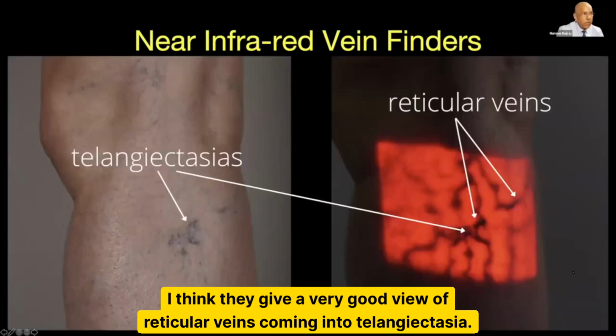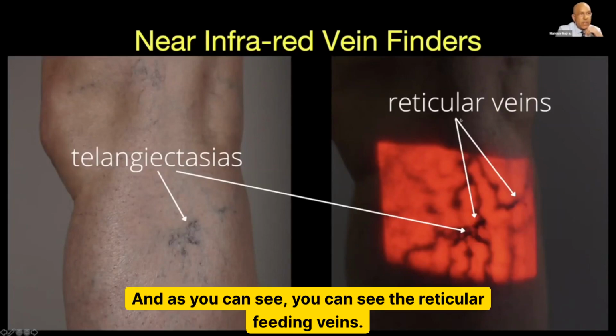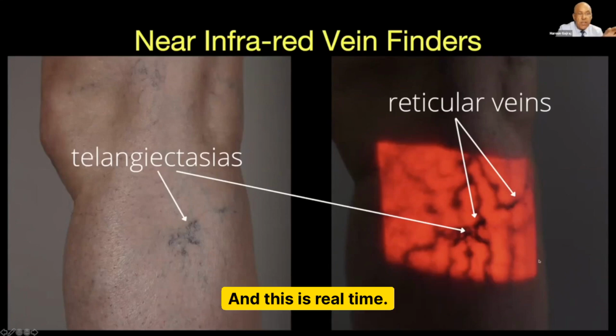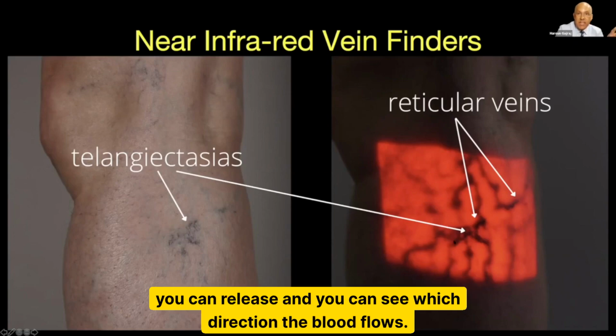I think they give a very good view of reticular veins coming into telangiectasia. This is a photograph without cross-polarization. And as you can see, the reticular feeding veins. And this is real time. So you can apply pressure, you can milk the blood out of these vessels, you can release, and you can see which direction the blood flows.